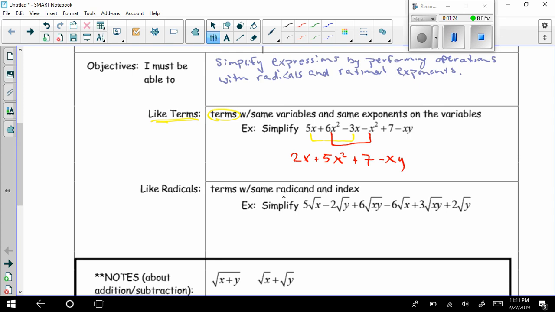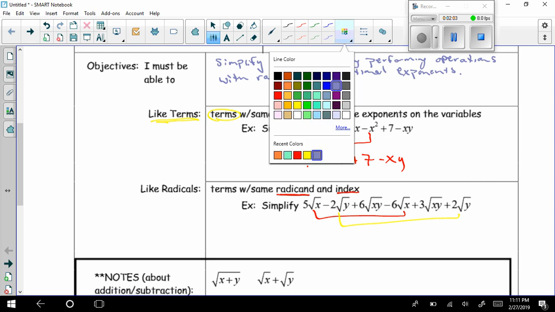Like radicals have to have the same radicand, remember that's the number underneath, and the same index. They have to have both. So up here, same variable, same exponent, same inside number, same index. So here we have 5 root x. Over here we have a negative 6 root x, so those are like terms. We have a negative 2 root y and a positive 2 root y. Those will end up canceling.